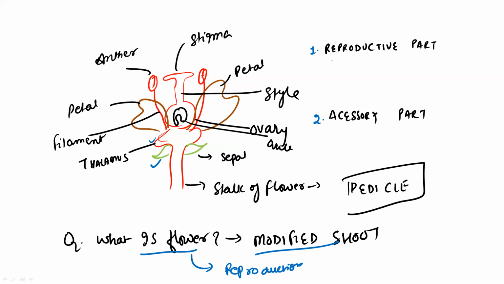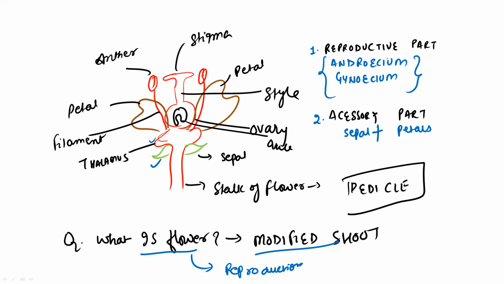Okay, so here is the question, the first part and the second part answer. What is the reproductive part? The reproductive part of the flower is your androecium, and then your gynoecium, whereas the accessory part is your sepal, or you can simply add the petals. Okay, so sepals and petals are the accessory part, and the main reproductive parts are your androecium and gynoecium. The androecium is the male part, and the gynoecium is the female part.